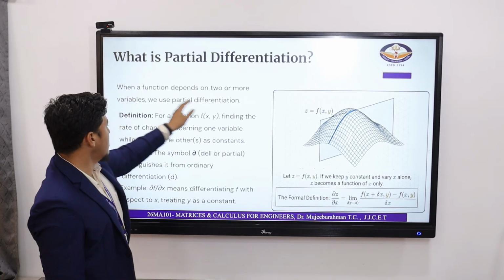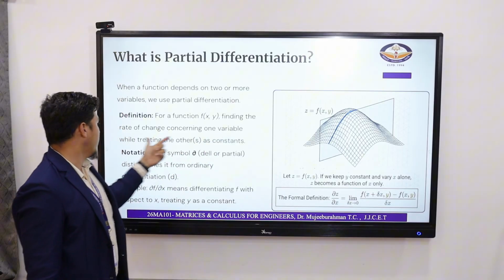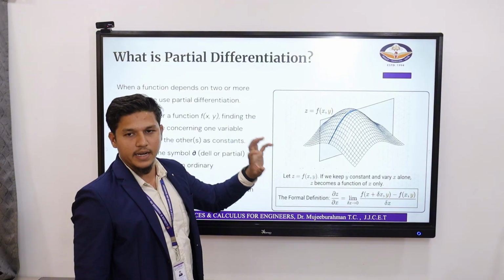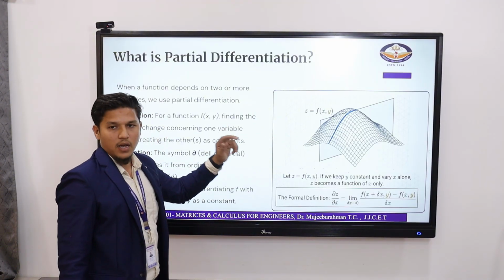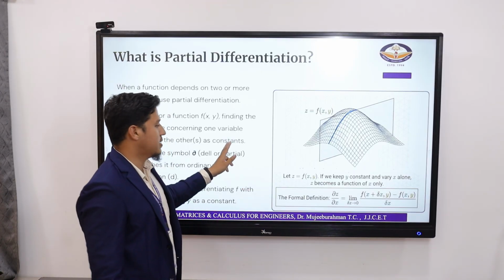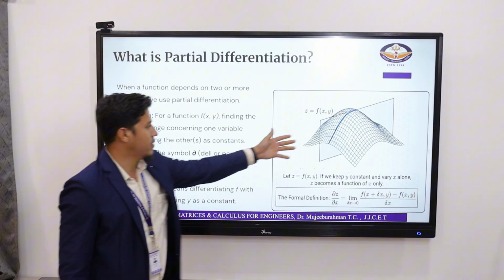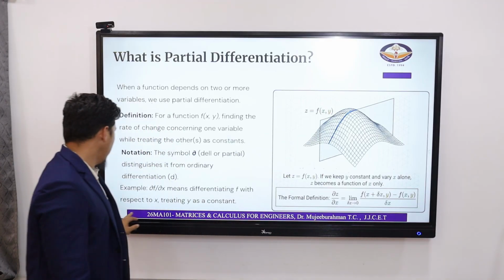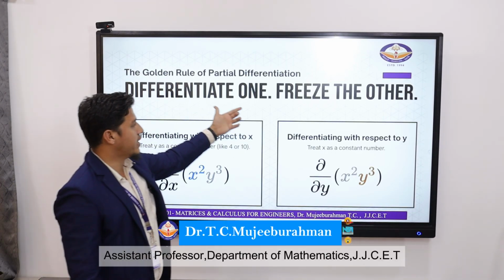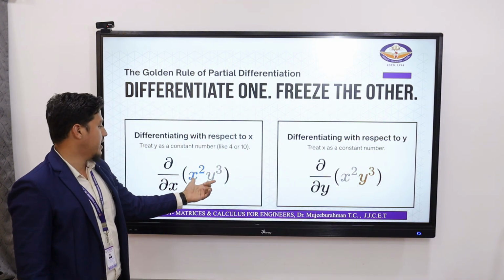Okay. So when a function depends on 2 or more variables, we use partial differentiation. It finds the rate of change with respect to one variable while treating the others as constants. This is also important. When we are treating one as the variable, all the other variables, whether y, z, anything, you have to consider as constants. Okay, so this is the definition. Next, this is a diagram for representing how we represent partial differentiation. The golden rule of partial differentiation is differentiate one, freeze the other.